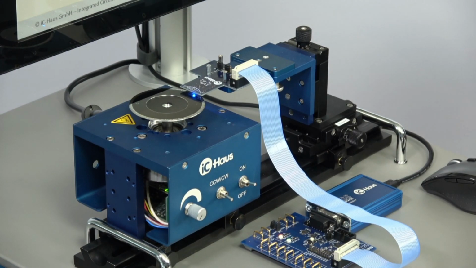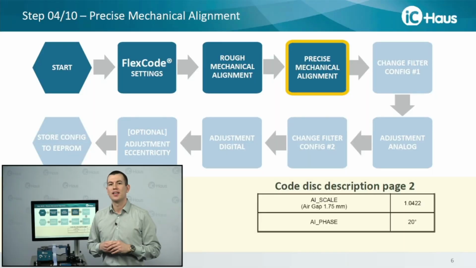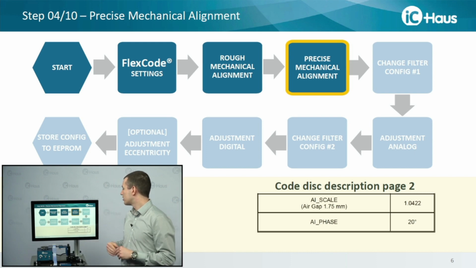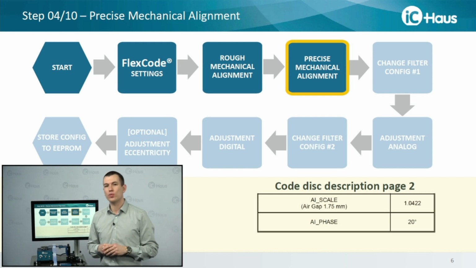Because what we can do now is make use of the digital adjustment to really see if our system is precisely aligned. And therefore, we do have two target values given in the code description document that tell you the ideal position of the code disk versus the sensor related to a 1.75 millimeter air gap. So we do have the AI scale, which is basically corresponding to the radial displacement. I'll show that in a second.